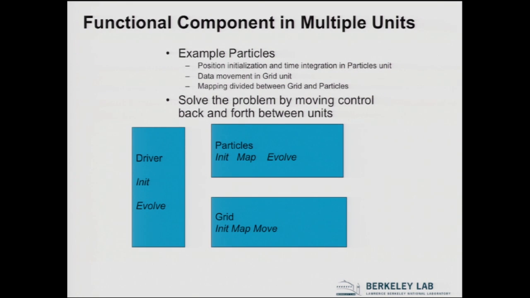This is the example of functional components in multiple units. So we have particles and grid that need to interact with one another. So the way a typical Flash run will work is the driver will run a grid init, then it will want to do a particles initialization. In particles initialization, because particles don't sit at the cell center of a cell, there is a need to interpolate the value of the variable from the cell center to the location of the particle. You need an interpolation, which we call mapping in Flash terminology.